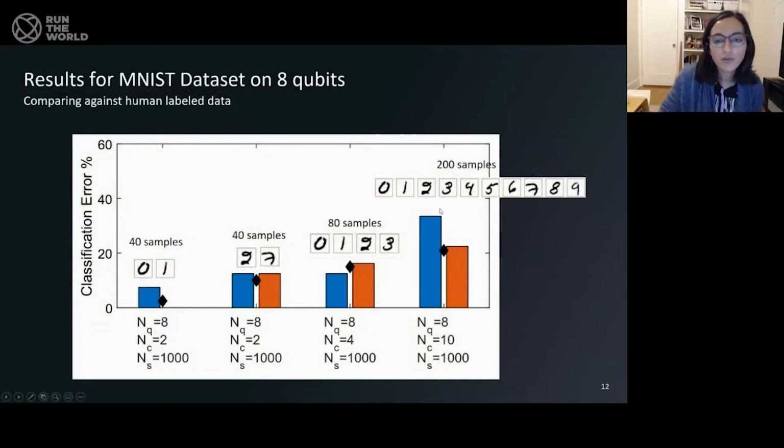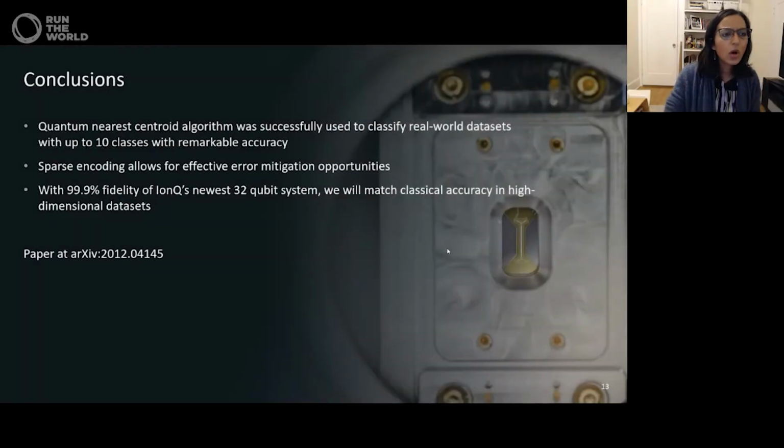We went on also for the first time to classify all 10 digits of what is known as the MNIST dataset, and we obtained accuracies that were extremely comparable to the accuracies of a classical nearest centroid algorithm. So to conclude, we ran the quantum nearest centroid algorithm successfully on real-world data sets with up to 10 classes on the IonQ systems. While running this, we got a crucial insight that using sparse encoding allows for effective error mitigation techniques when loading classical data into quantum computers. We're excited about what we can do with IonQ's newest 32-qubit system.